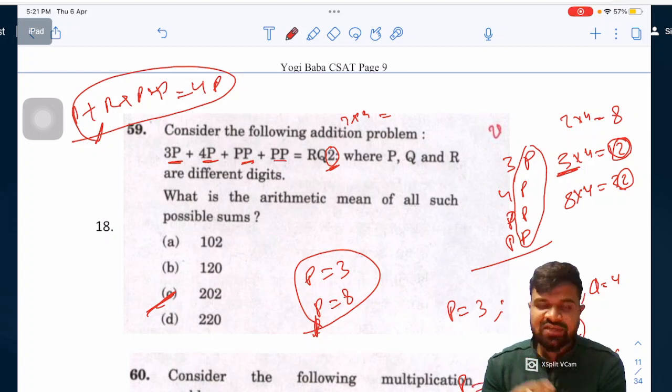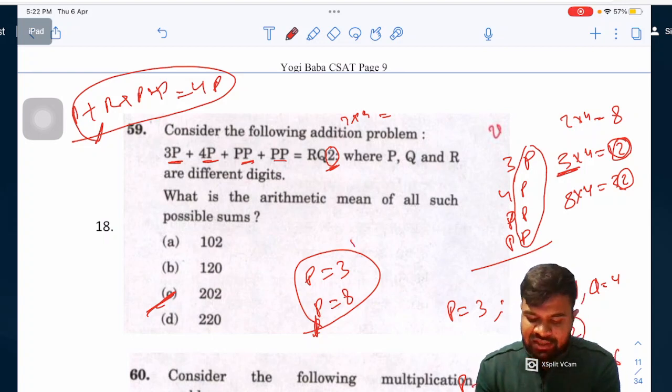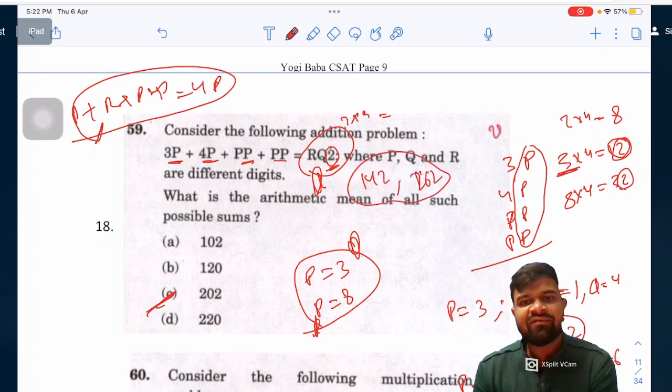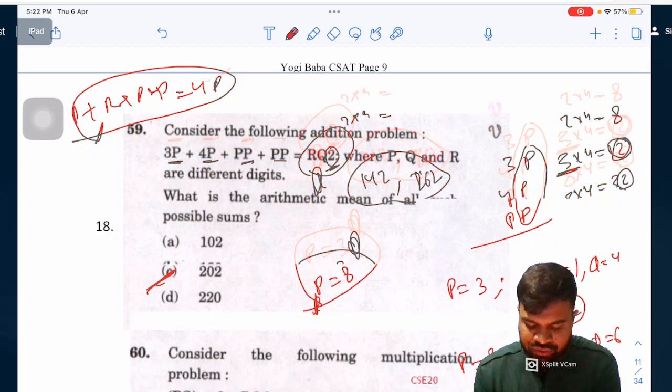On the basis of that, we will try hit and trial to find the possible values of P, which in this case will be 3 and 8. For each value, we will find this number RQ2. For 3, it will be 142. For 8, it will be 262. And then we will find the average of these two numbers to get to the answer. This is the approach.